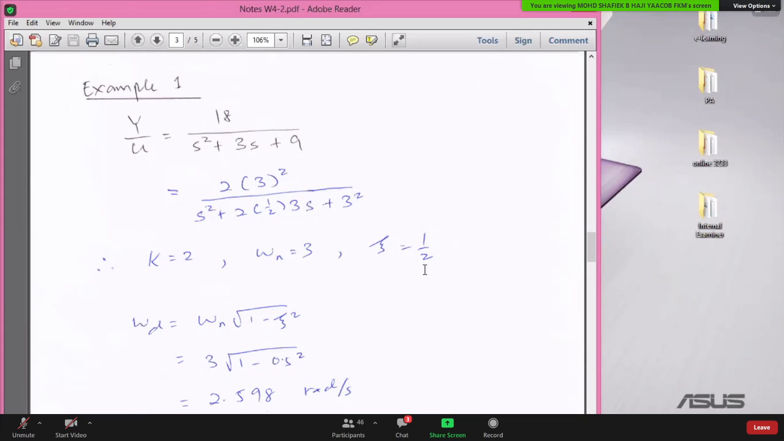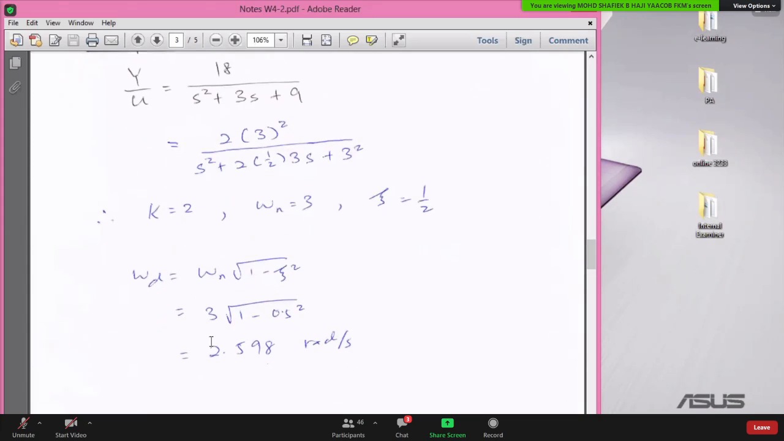Once you get these three quantities, of course, now you can draw your time response of a second order system. There's another quantity that you might be interested in, which is omega d. Omega d is the actual frequency of oscillation, which is just omega n multiplied by square root of 1 minus zeta squared. So this omega d is slightly different from omega n. See, omega n here is 3. The actual frequency of oscillation is 2.59 radian per second.